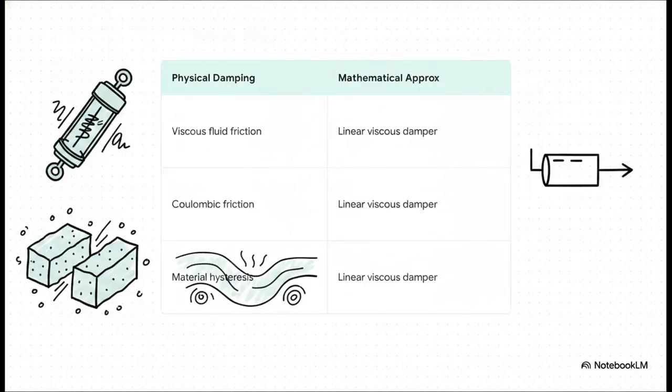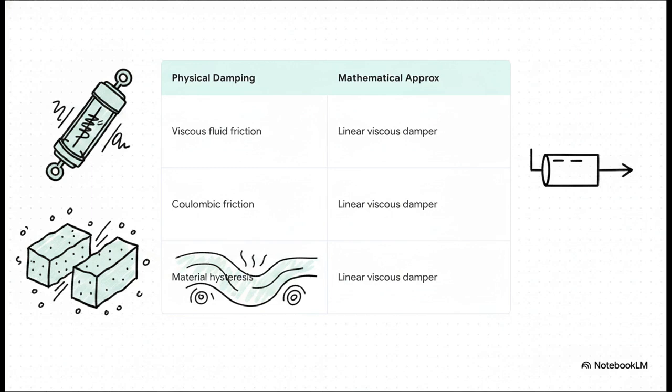And damping? Damping is even harder to model accurately. In physical reality, energy dissipates in incredibly messy ways. You have viscous fluid friction inside a shock absorber, Coulombic friction where two dry mating surfaces grind together, and material internal hysteresis, which is actually friction inside the solid material itself as it flexes.